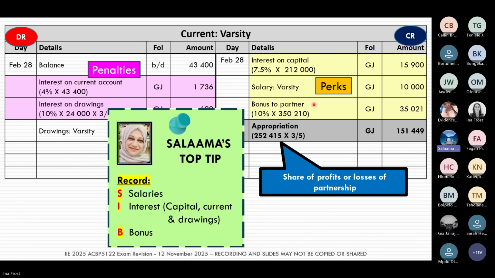So just please remember SIB, so that you know that you have to record these transactions into the current account of your partners.